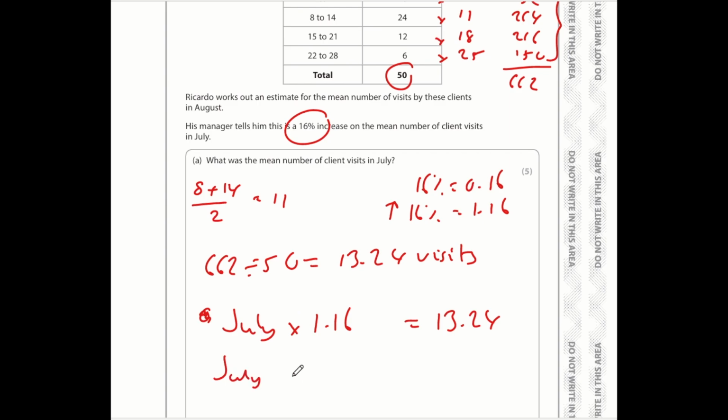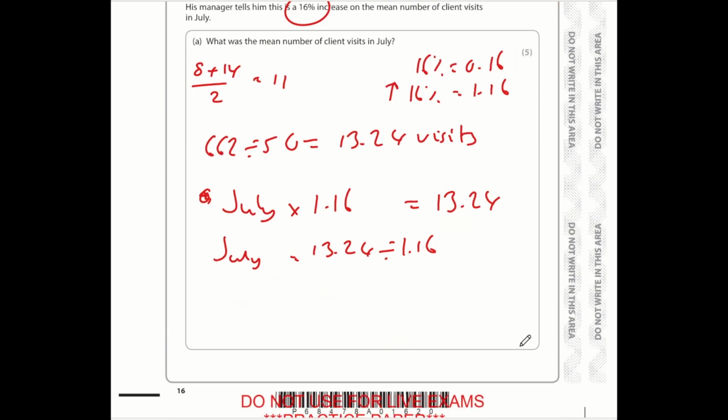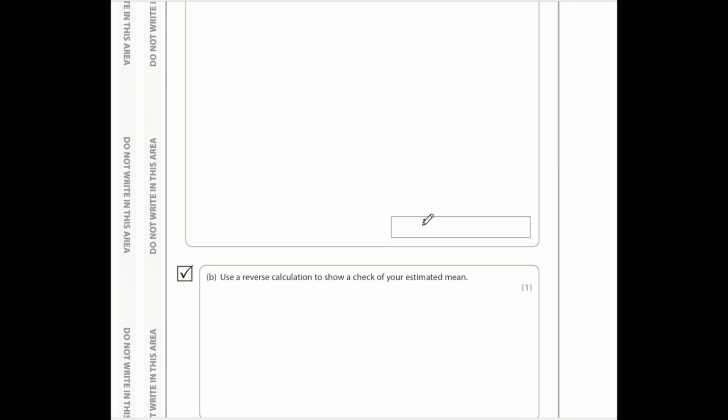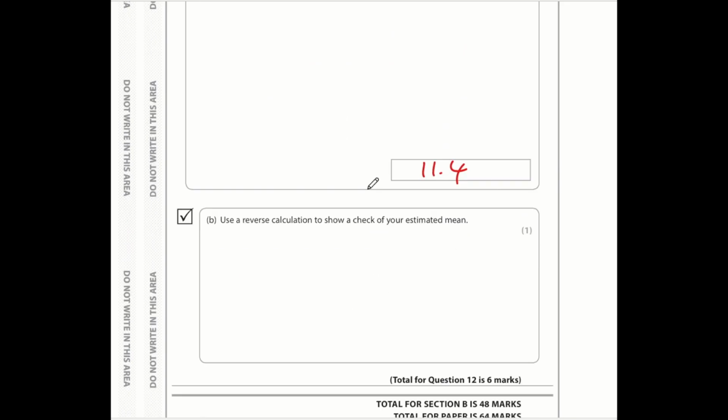Therefore, the July figure would be 13.24 divided by 1.16. So therefore, the mean in July was 11.4137931. Or let's just call that perhaps 11.4. Okay, use a reverse calculation to show a check of your estimated mean.